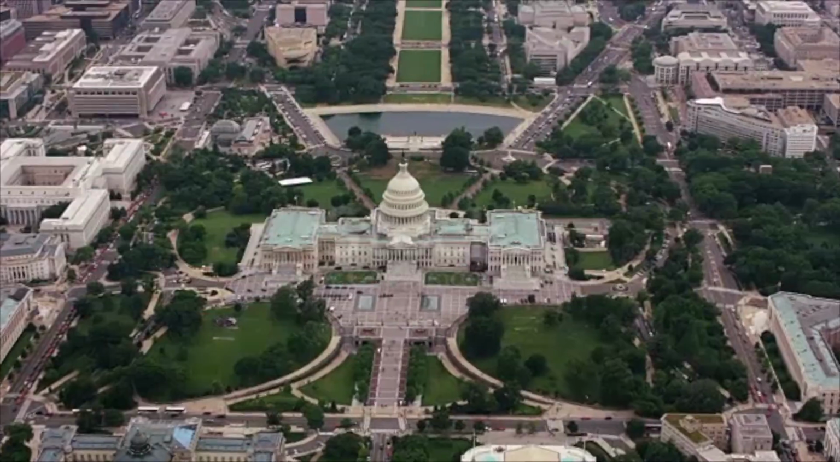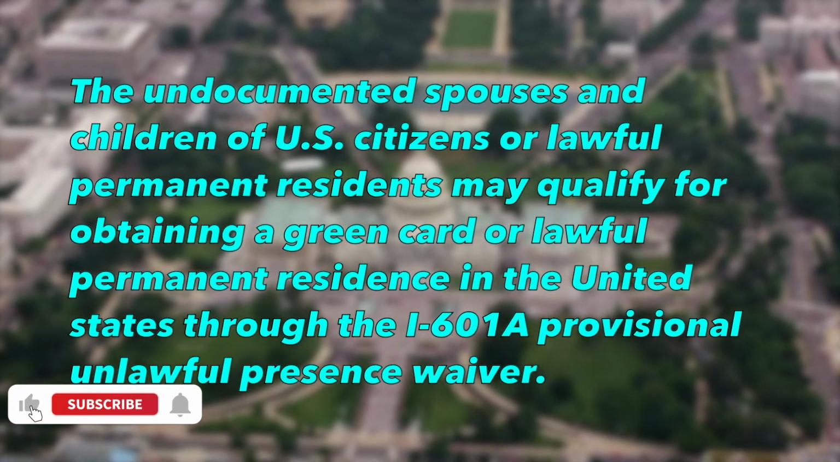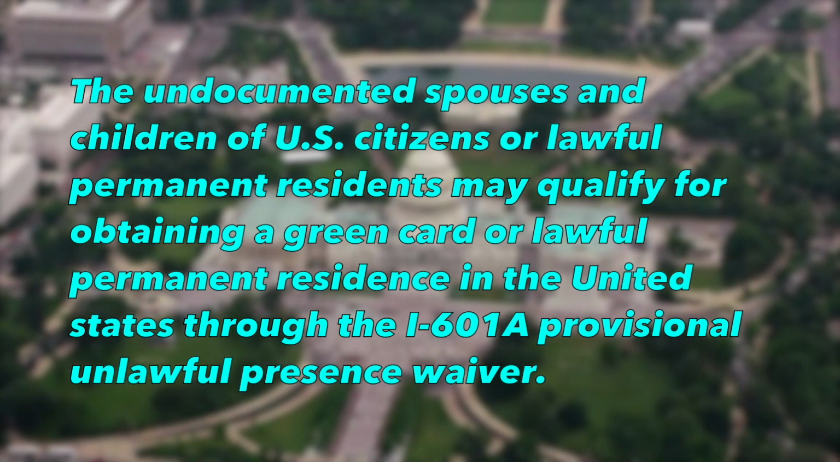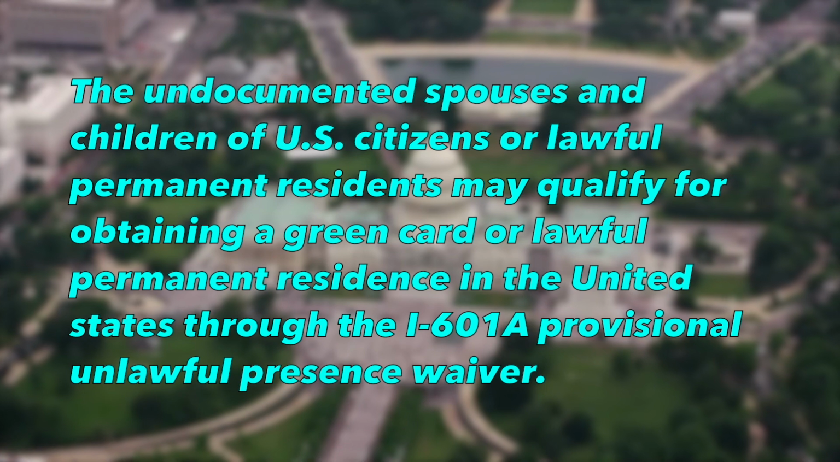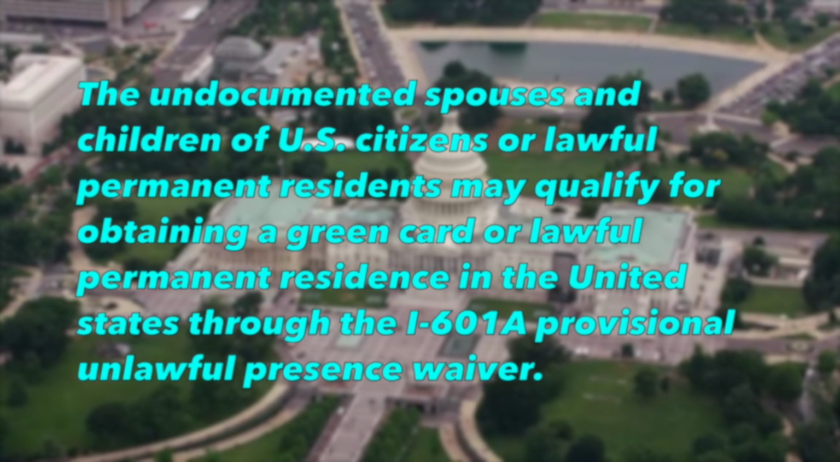Let's get started. The undocumented spouses and children of U.S. citizens or lawful permanent residents may qualify for obtaining a green card or lawful permanent residence in the United States through the I-601A Provisional Unlawful Presence Waiver.